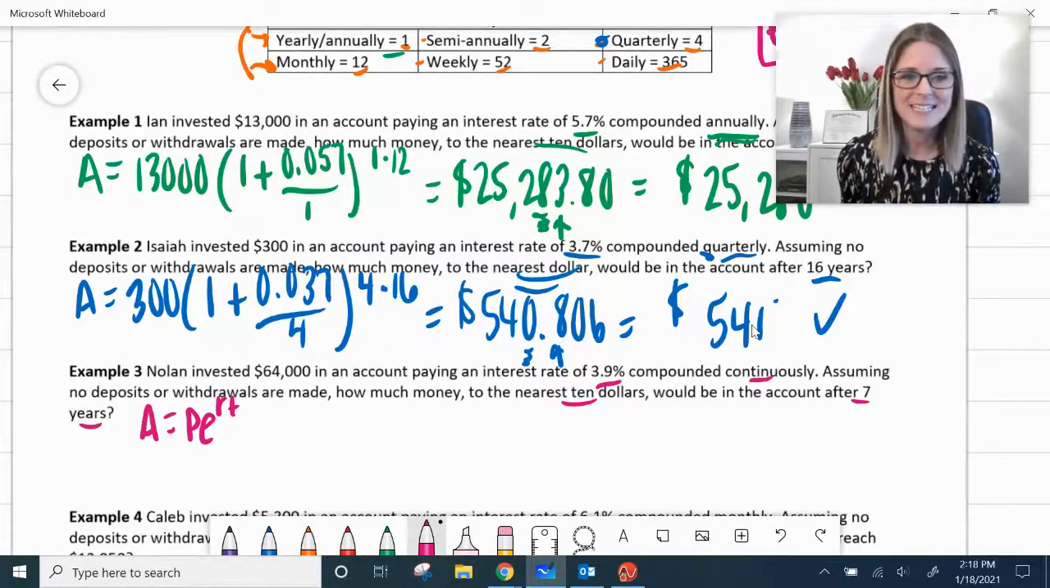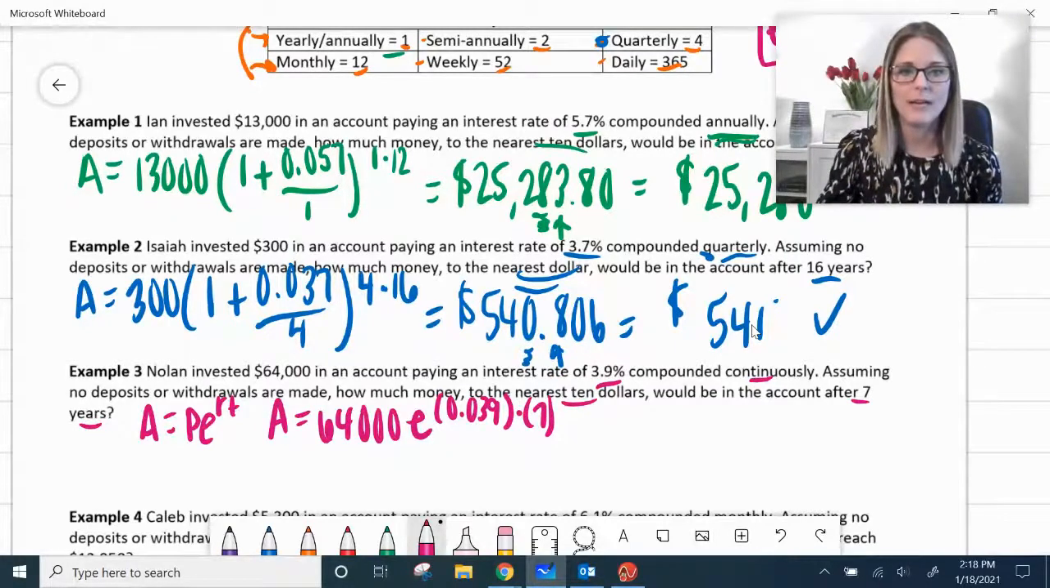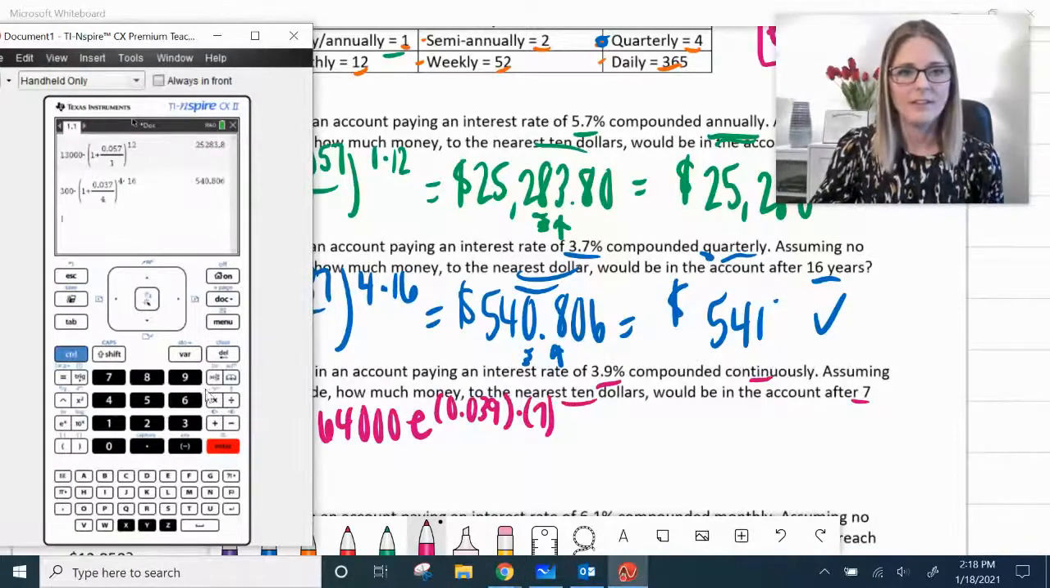So let's see, the amount we're going to have will be equal to his initial investment, $64,000. E is a number on our calculator raised to the, as my exponent, I've got 0.039 for the 3.9% times 7. You got 2 things being multiplied up there, the rate and the time. So let's head over to the calculator. We definitely need it for this E. All right, ready? Here we go.